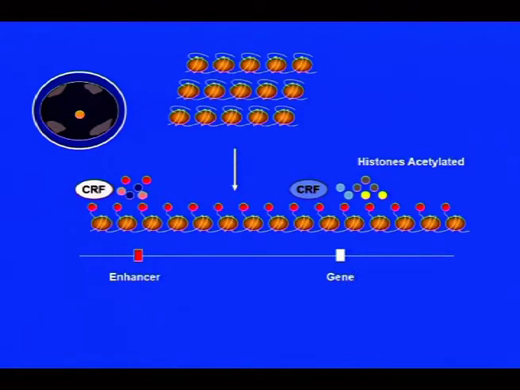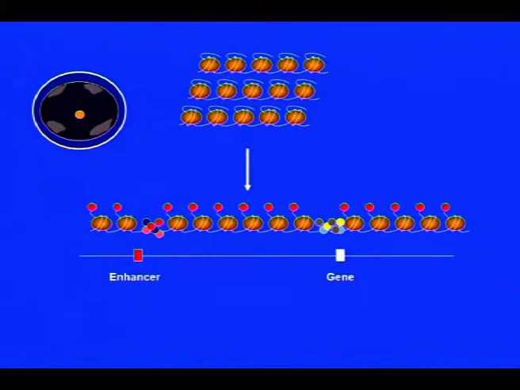what you need also to get gene expression is another step, and this involves the chromatin remodeling factors that you heard about earlier, and they are required to use the energy of ATP hydrolysis to either remodel or remove nucleosomes and then allow transcription factors to get access to the DNA that they're going to activate.